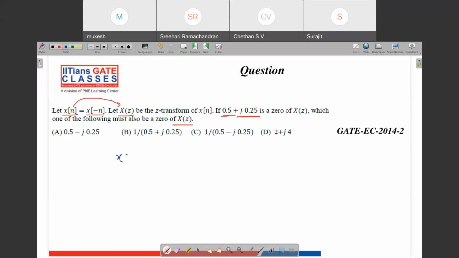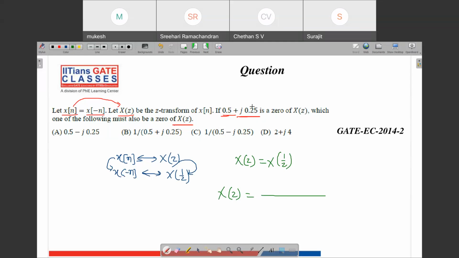For x of n you have X of z, and for x of minus n you have X of 1 by z. But in our case these two are the same. It means that these two transforms must also be the same, so X of z should be equal to X of 1 by z. Now if you write X of z, since it has a zero here, it will have a factor like z minus 0.5 minus 0.25j. This is a zero.